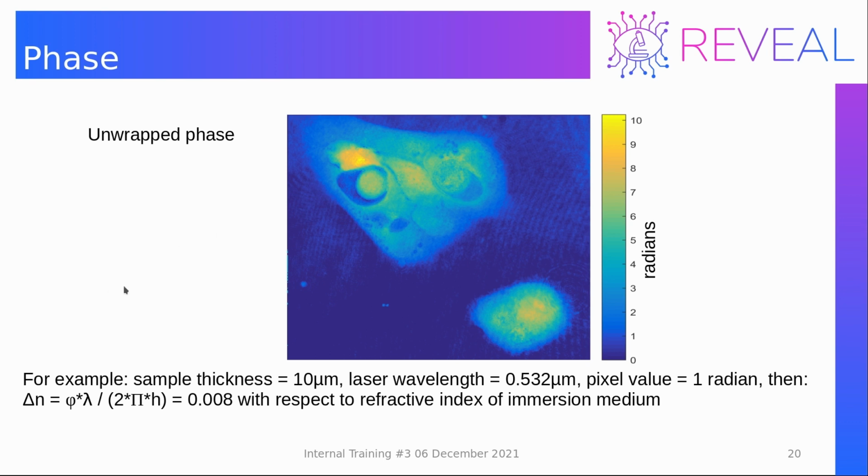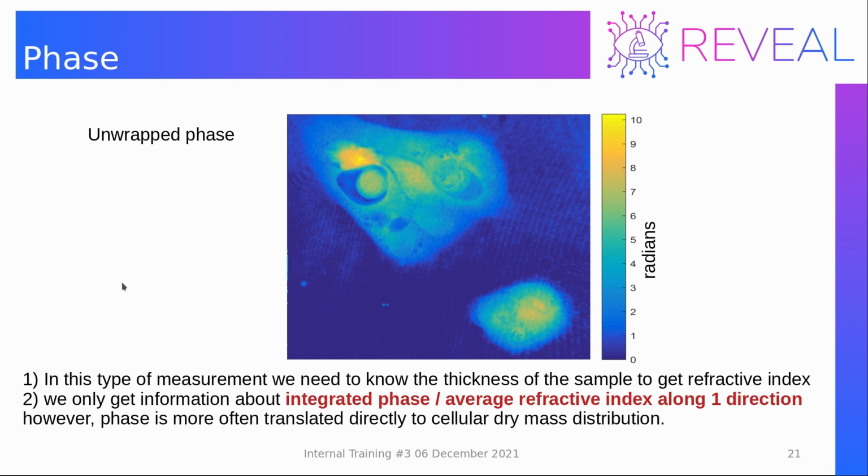So this solution has this serious drawback that you need to know the thickness of your sample to get information about the refractive index. This is in practice quite difficult to obtain. You would have to know this information with a very high precision. So this is one drawback.